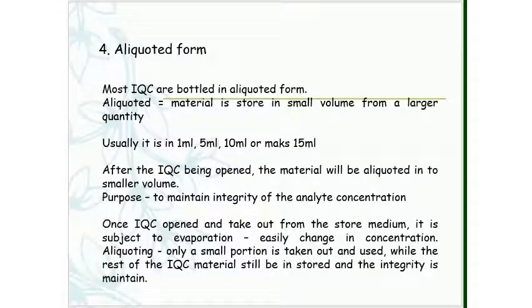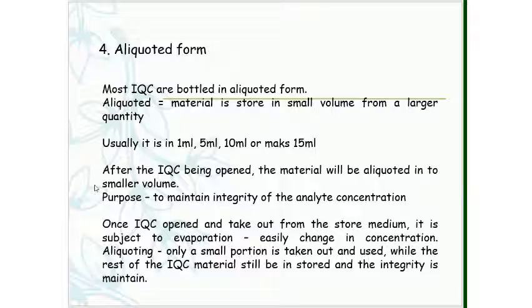Number 4, aliquoted form. So most IQC are bottled in aliquoted form. Aliquoted means material is stored in small volume from a larger quantity. So usually QC material is stored in 1 ml, 5 ml, or 10 ml volumes. So after the QC is opened, the material will also be aliquoted into smaller volumes.